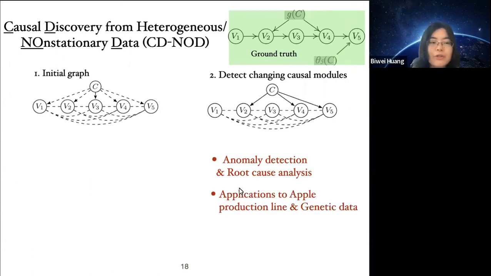This step has been applied to Apple production line to efficiently detect root causes of some malfunctions in order to quickly fix. And currently, we are extending it and going to apply it to genetic data to understand root gene mutations that are responsible for cancer.